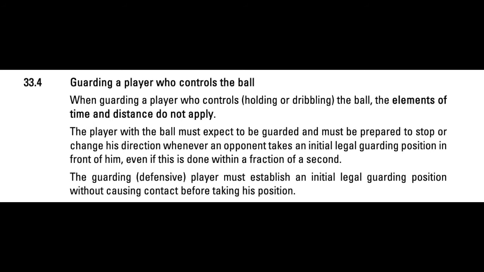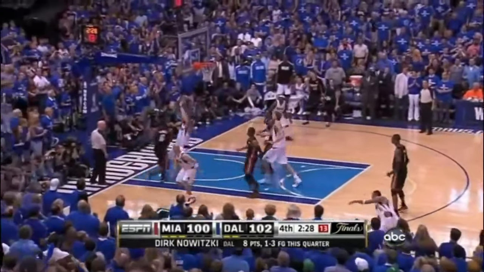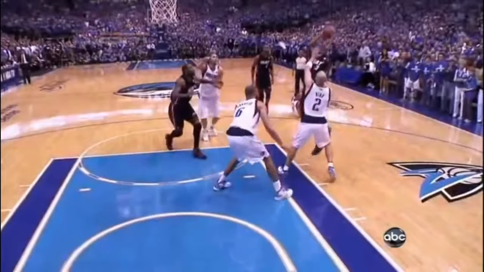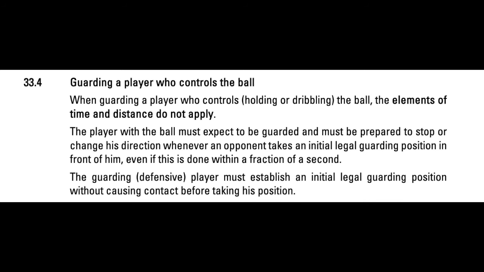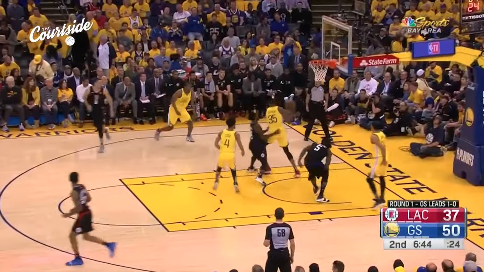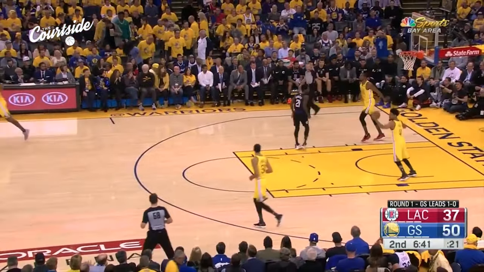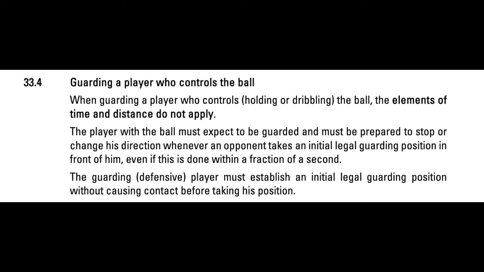Guarding a player who controls the ball. When you're guarding the player who's dribbling or holding it, the elements of time and distance do not apply. The offensive player has to expect to be guarded and must be prepared to stop or change his direction whenever an opponent takes an initial legal guarding position in front of him, even if it's done within a fraction of a second. So as soon as they catch that ball and they have possession of it, they have to be expected to be guarded. The guarding defensive player must establish an initial legal guarding position without causing contact before taking his position. So they can't just step into them when they have the ball and create that contact. They have to have initial legal guarding position prior.